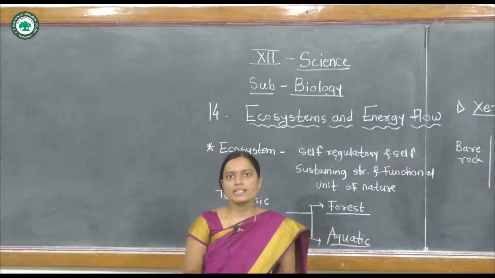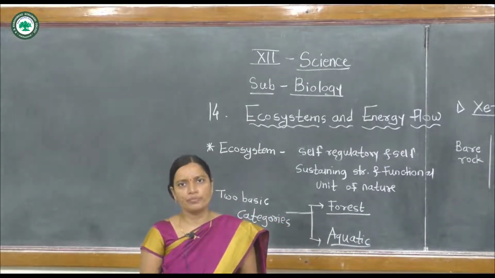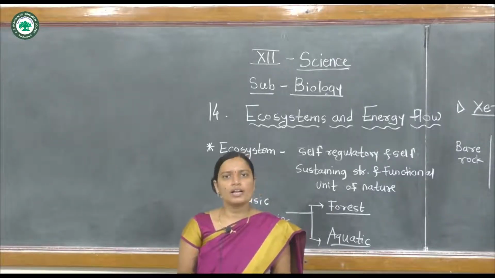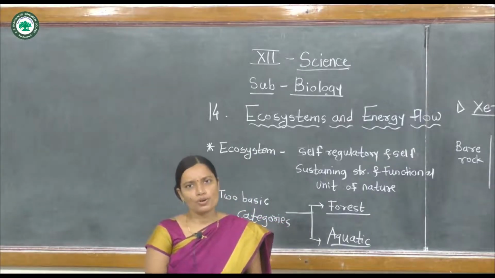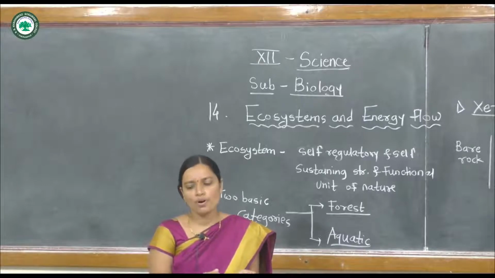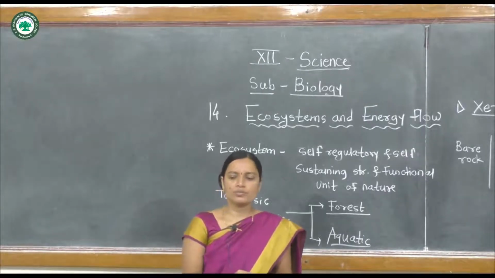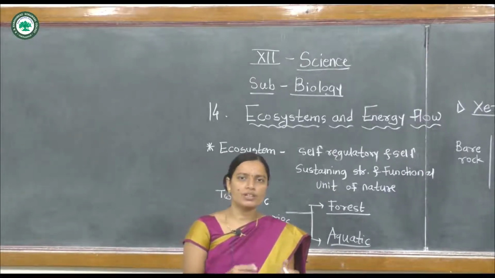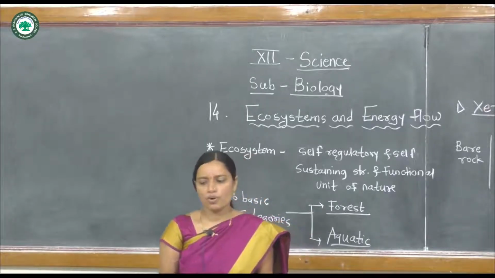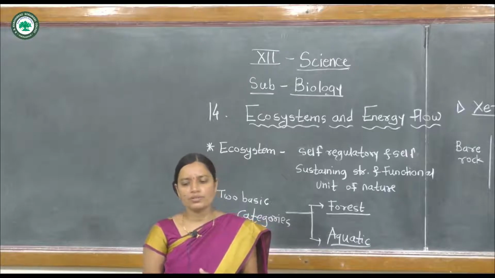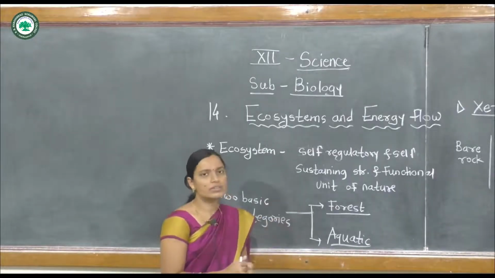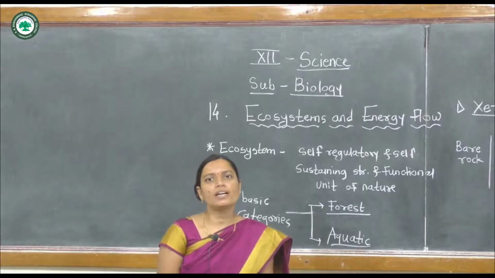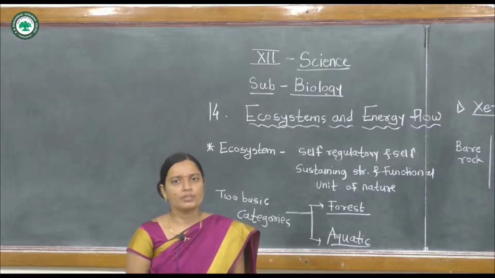The scientist Tansley first studied the ecosystem. Ecosystems vary greatly in size, from small ponds to the large ocean, or from a small farmland to a village. So ecosystems can be of small or larger size. The ecosystem is a self-regulating, self-sustaining structural and functional unit of nature, and both biotic and abiotic components are found in the ecosystem.